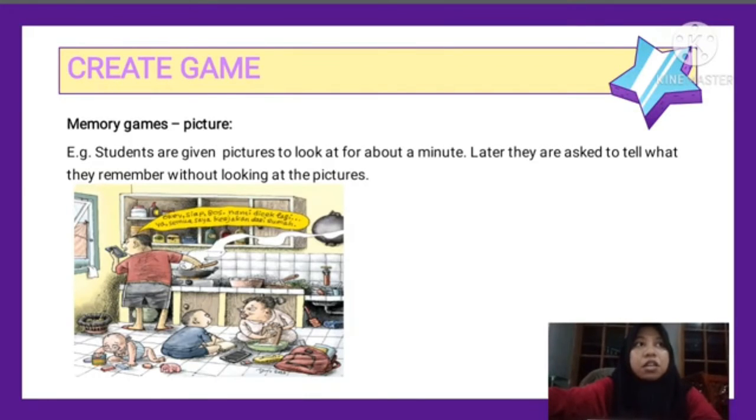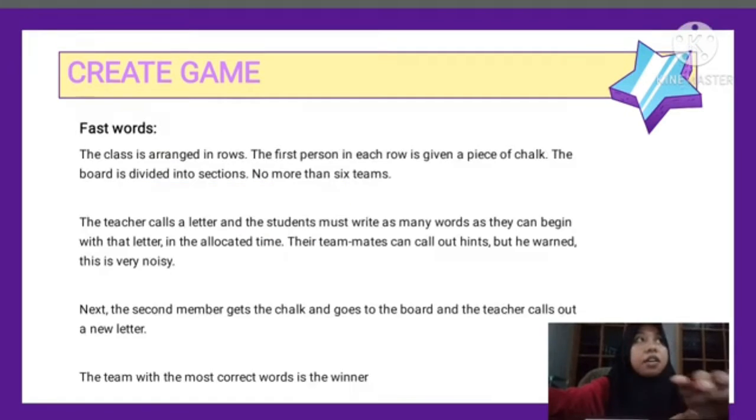Memory games. Students are given pictures to look at for about a minute. Later, they are asked to tell what they remember without looking at the pictures. In the pictures, there are various activities.